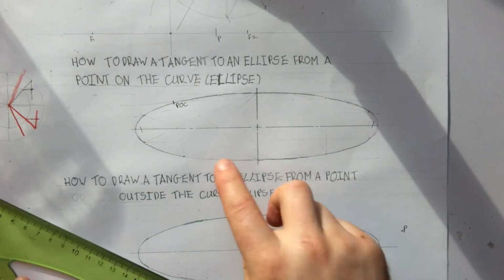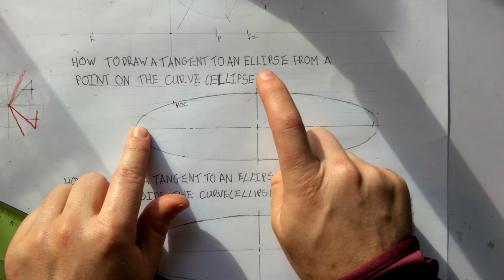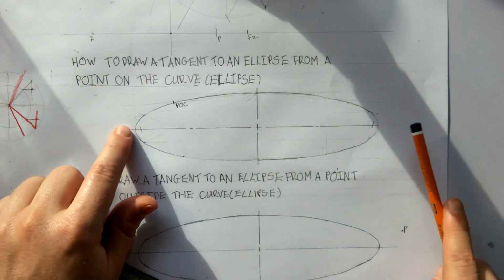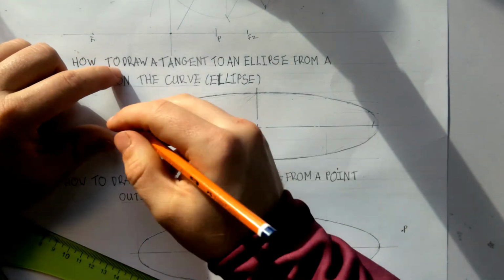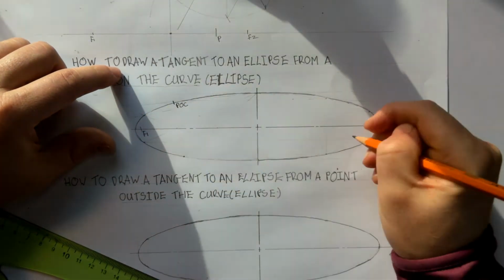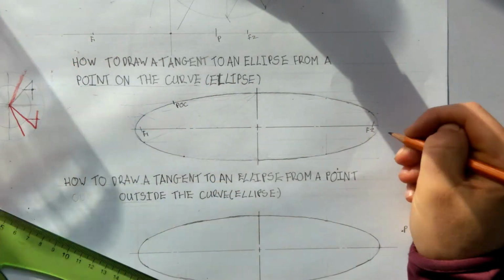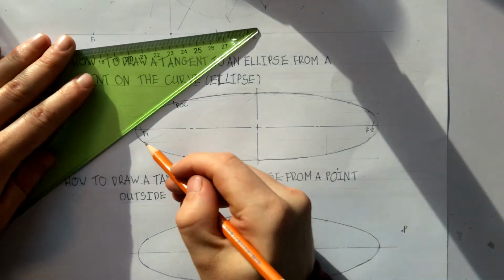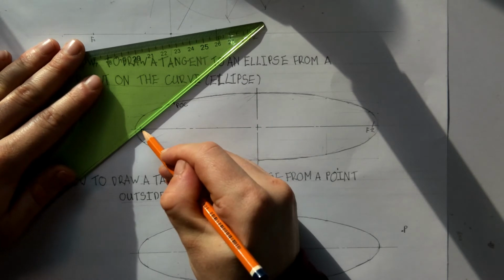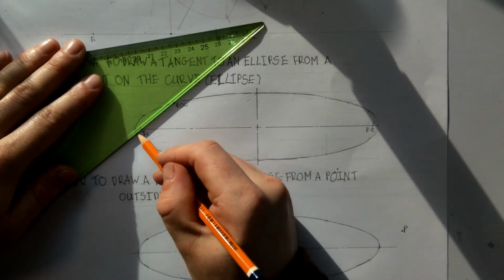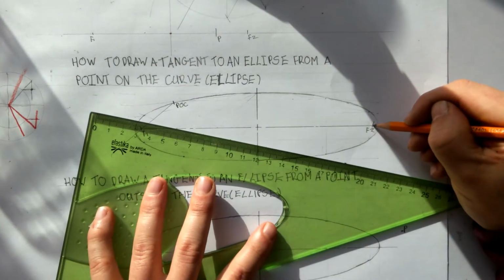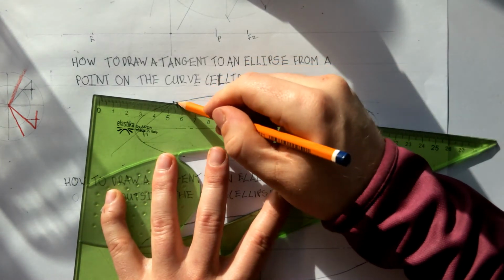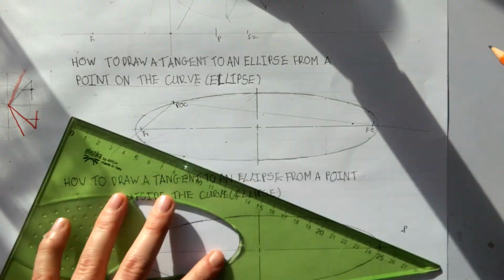And the reason that works is F1 to the top of the minor plus the minor to F2 is equal to the major. So now F1 and F2. Right, the next thing I have to do is join F1 to the point of contact, and F2 to the point of contact.